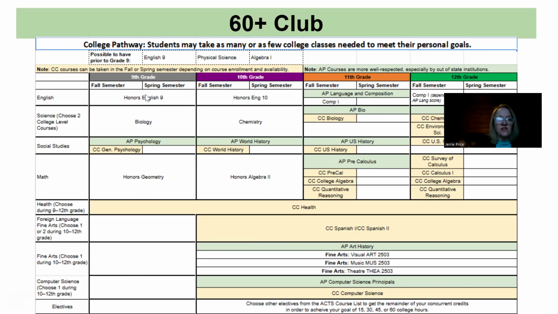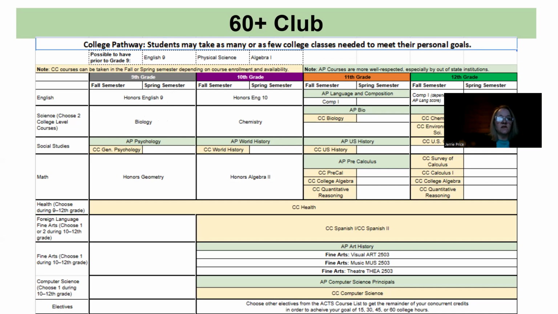If you were the student that took physical science and algebra 1 in the 8th grade, your pathway might look something like this: honors English in the 9th grade, potentially biology. If you took physical science in the 8th grade, you would go to biology or honors biology in the 9th grade. Then AP psychology. We recommend AP psychology as the first AP course that a student takes.